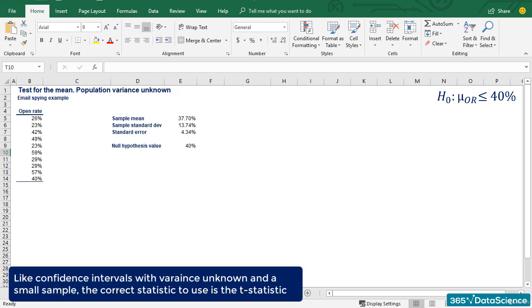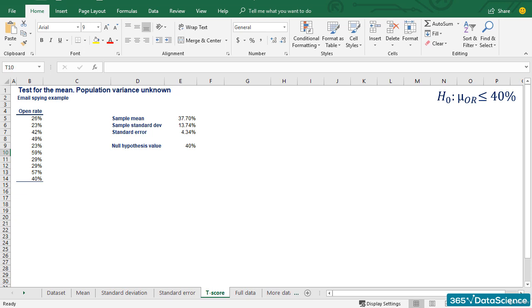Like confidence intervals with variance unknown and a small sample, the correct statistic to use is the t-statistic. Remember, you do not know the variance, and the sample is not big enough. This means that the variable follows the student's t-distribution, and you must employ the t-statistic.